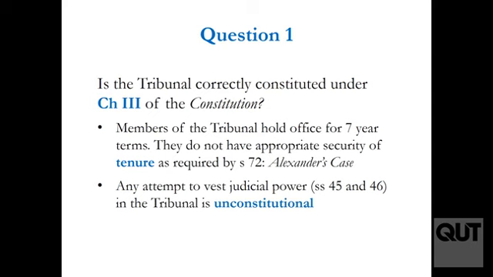An implication can be drawn from Section 71 of the Constitution that only Chapter 3 courts exercise judicial power. The relevant facts for us: the members of the tribunal, other than the chair, are appointed for limited 7-year terms, and they do not have the security of tenure that is required by Section 72 of the Constitution. That does not meet the standard of a Chapter 3 court, and the authority for that is Alexander's case. So any attempt to vest judicial power in the tribunal will be unconstitutional.